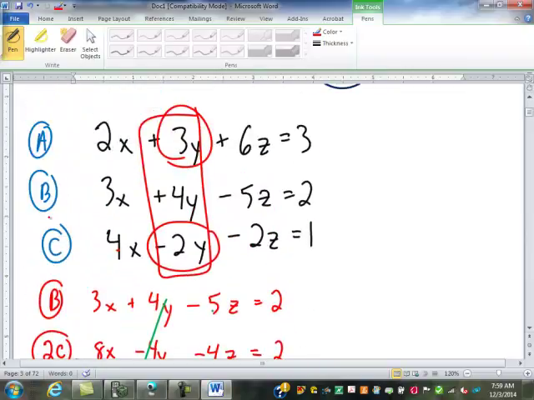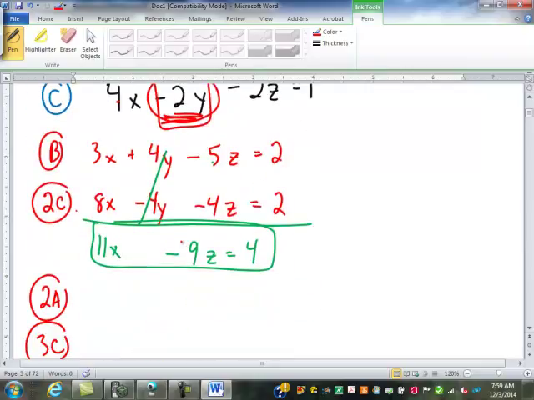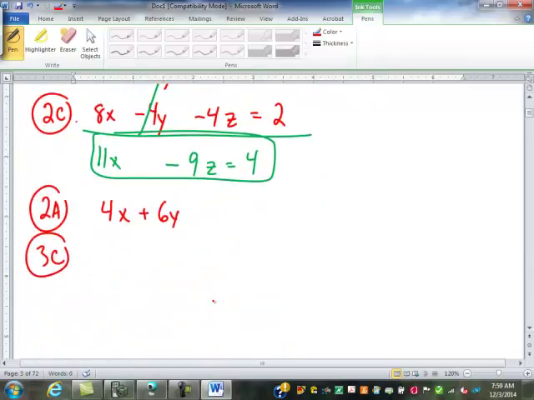Okay, let me go back and count that. I want to get rid of the y, so I need these to be the same number. Least common multiple of 3 and 2 is going to be 6. I multiply this one by 2 to make 6, this one by 3 to make negative 6. So A times 2 is going to be 4x plus 6y plus 12z equals 6. I just multiplied everything by 2.